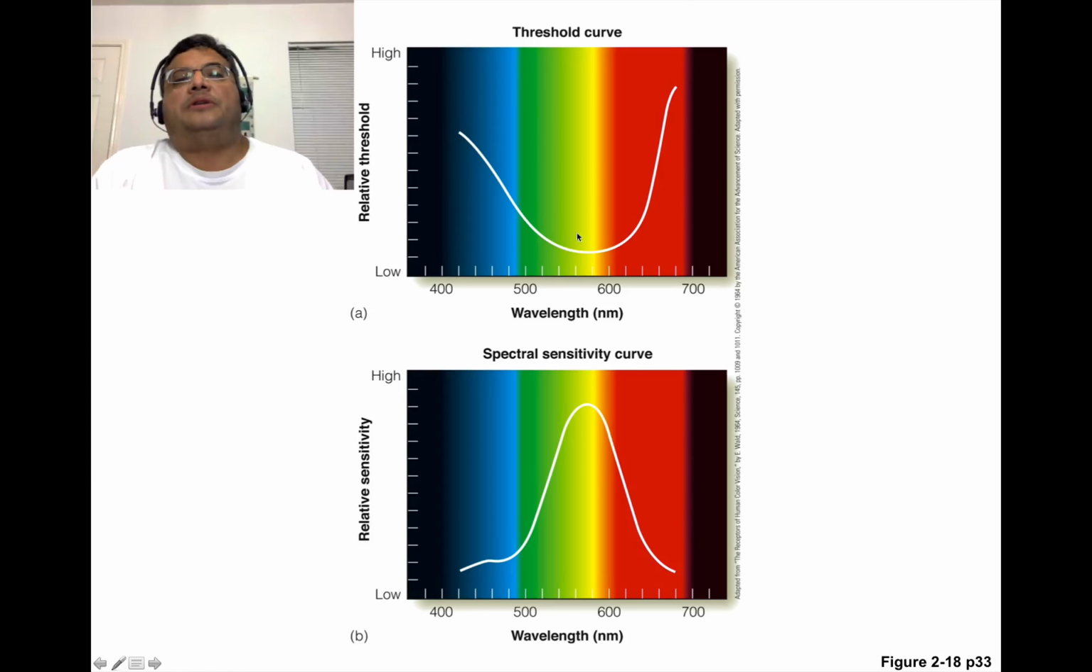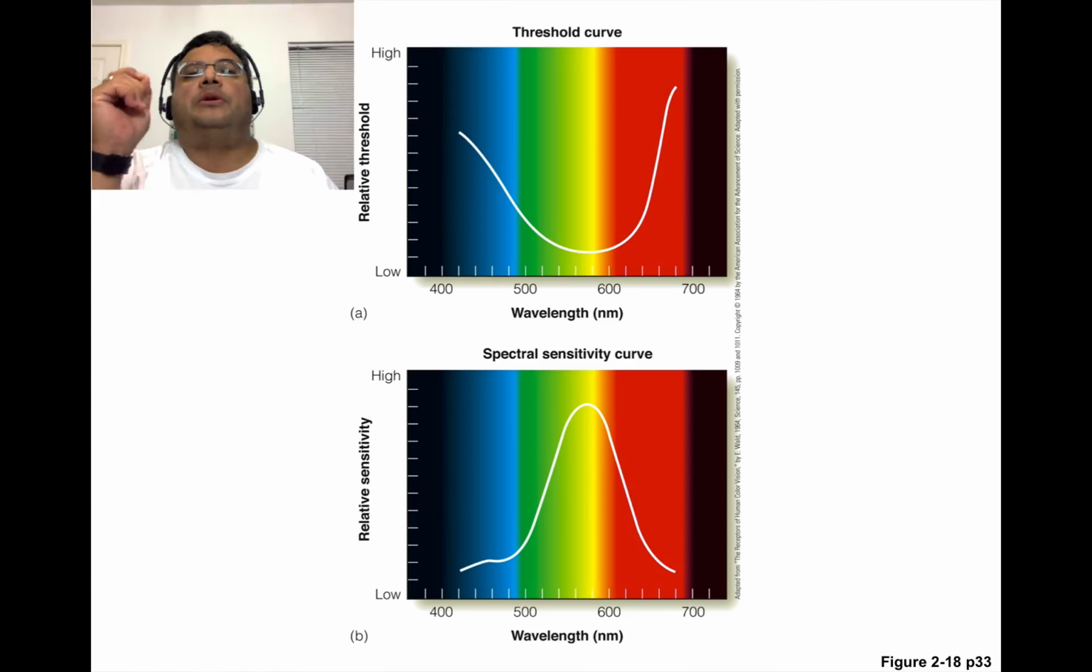Because these are colors that are found in nature, right? The color of plants, the color of fruits and vegetables, the color of dangerous things like dangerous plants and dangerous animals, all have colors right around this area. Okay, so it makes sense that these would be our most sensitive wavelengths, the wavelengths that would have the lowest thresholds to be activated.